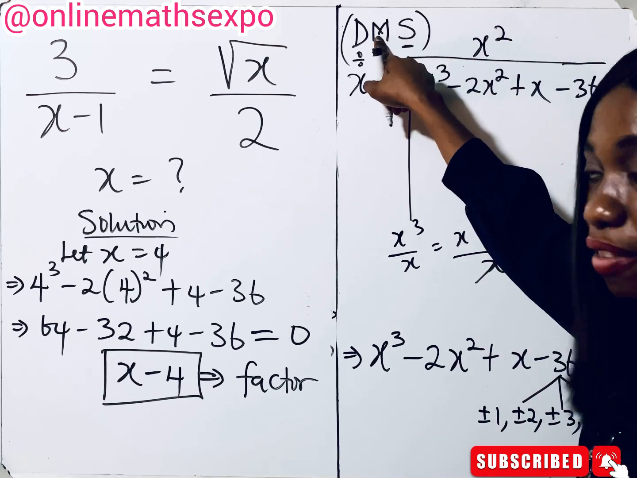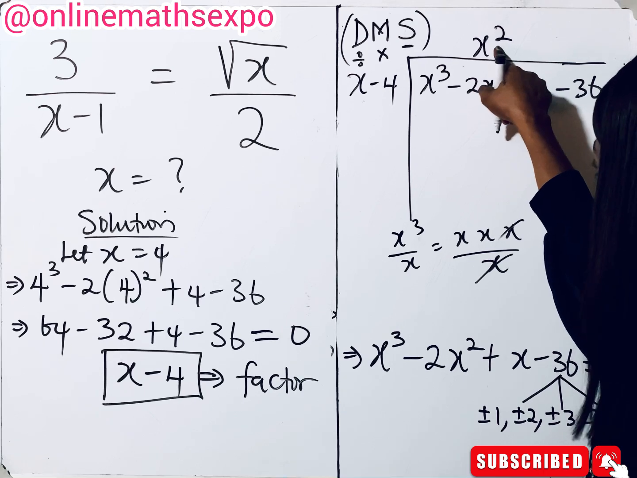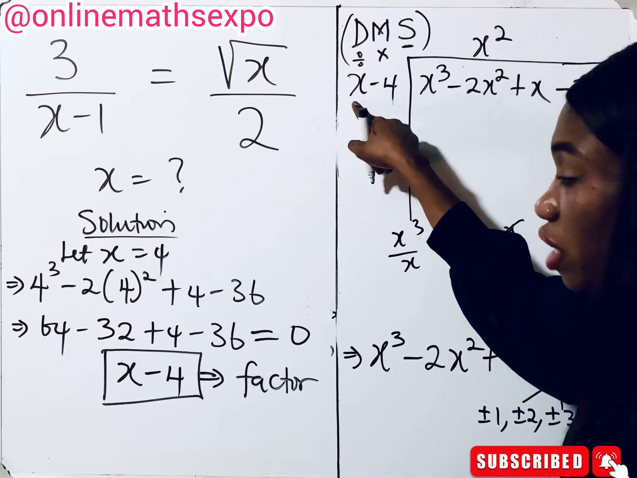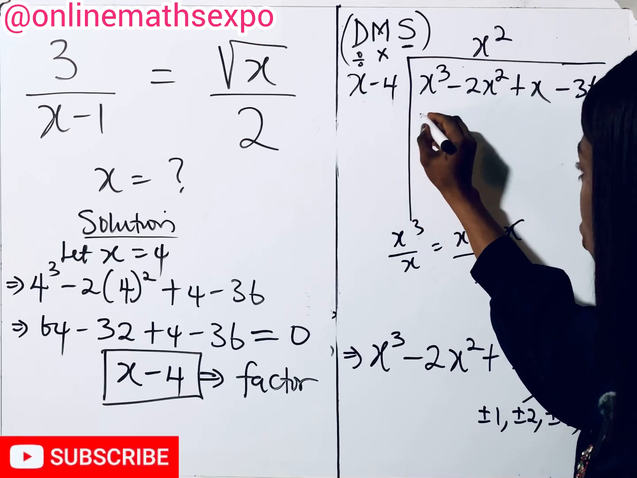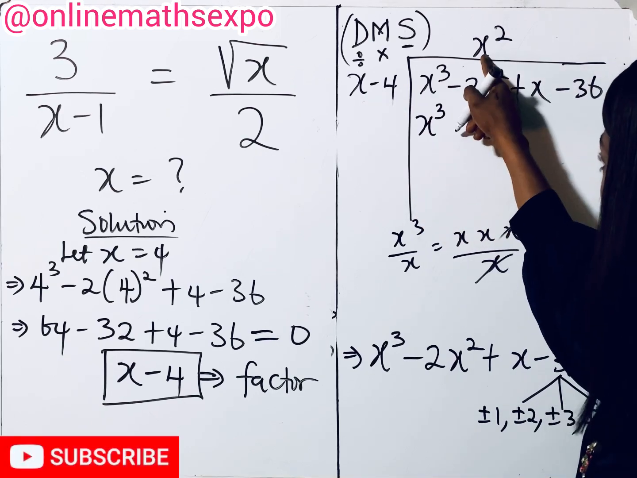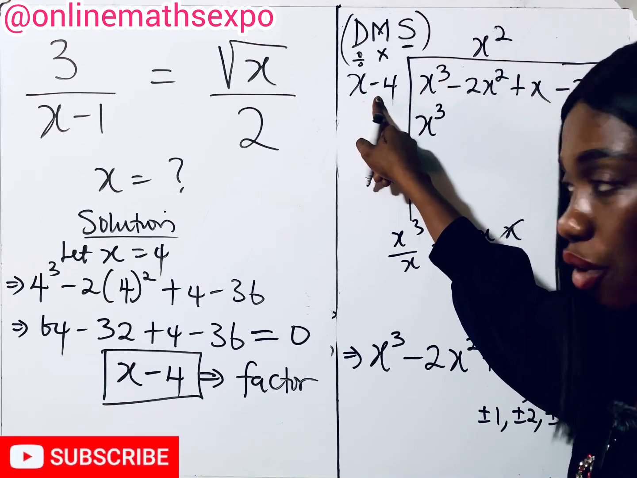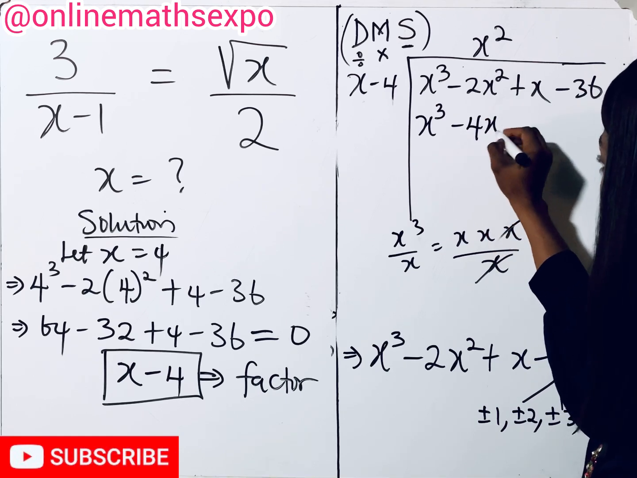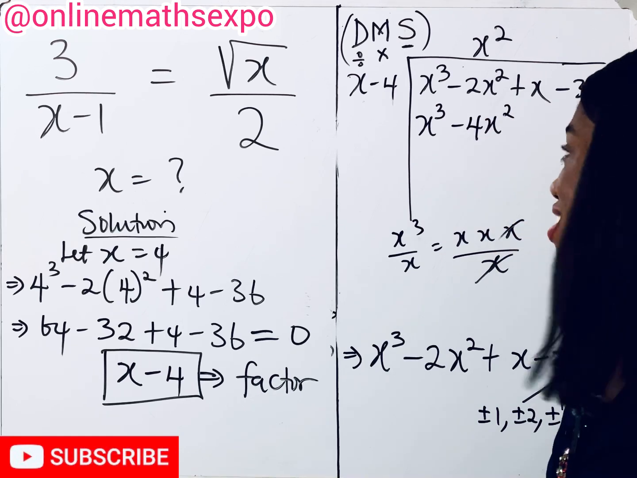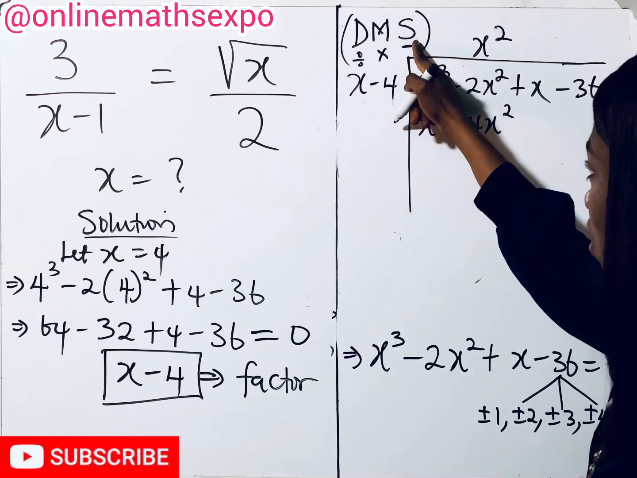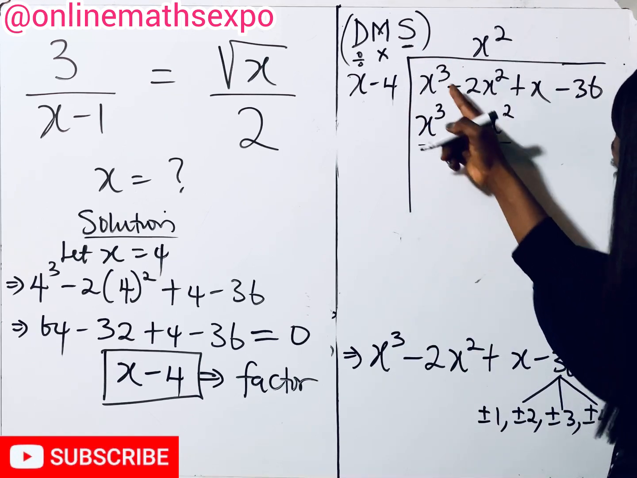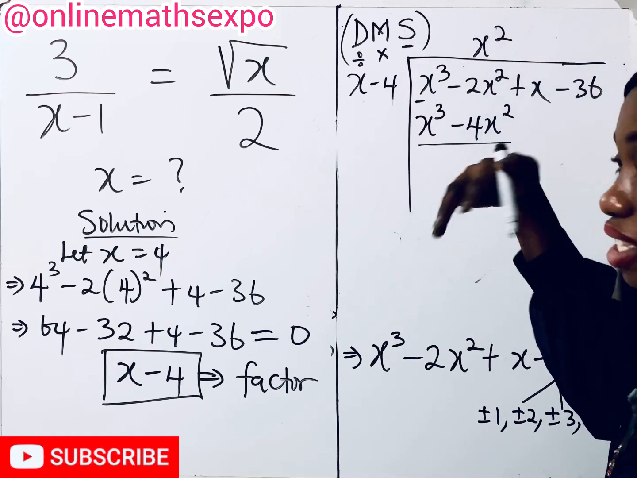Then multiply. When you are multiplying, use this value you have here to multiply the two terms. So x squared will multiply x to give us x cubed. X squared will multiply negative 4 to give us negative 4x squared. Did you see that? So what do you do again? We are going to now subtract, okay? So you subtract this. This minus this is gone.